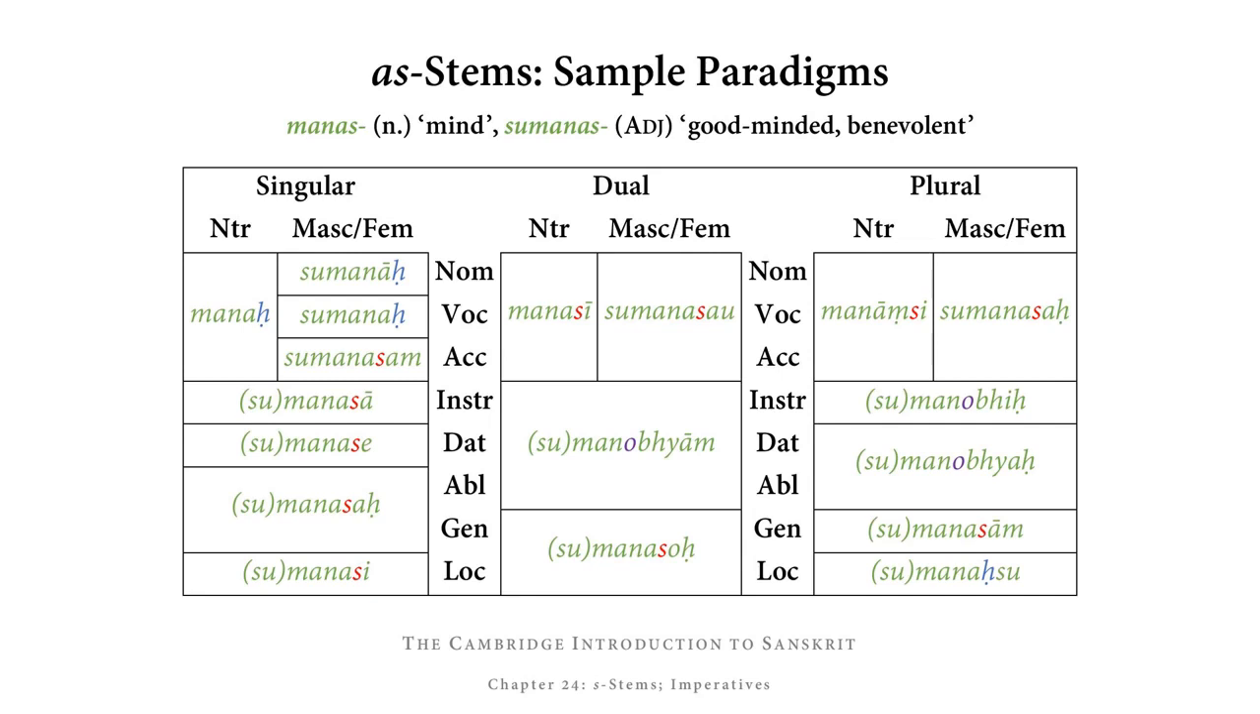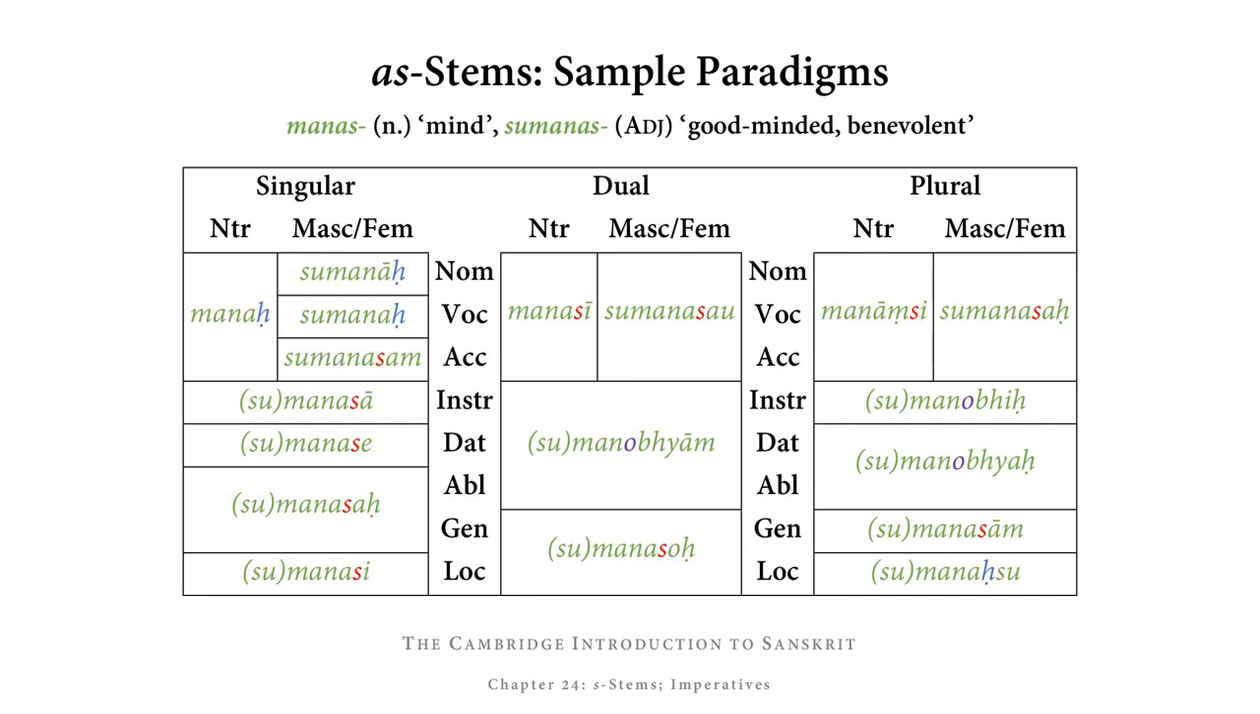Then in the instrumental, dative and ablative plural, we again have endings that begin with voiced consonants. Bhiḥ and bhyaḥ both begin with bh, and in front of those, the as again changes into o, and so we have manobhiḥ and manobhyaḥ. The genitive plural has the ending am, which begins with a vowel, so once again the as remains unchanged, manasām. And the locative plural finally begins with an unvoiced consonant, namely s. In front of this s, the as at the end of manas changes into aḥ, so we have manaḥsu.